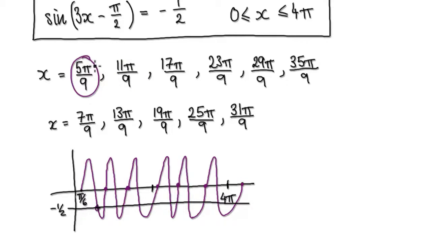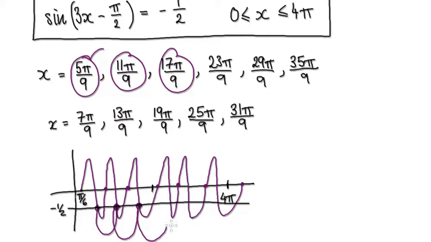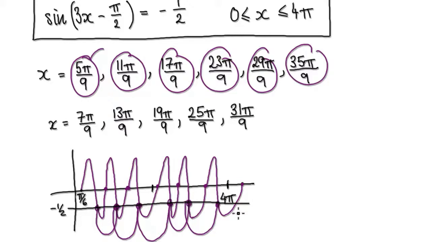And then when you add, the next one would be you jumping to here. So this thing here would then be this thing here. And then you jump another one. So that would be this one here. Jump another one. That would be this one here. Jump another one. That would be this one here. Jump this one. And then that would be this one here. You can't jump another one because you would go beyond 4 pi.